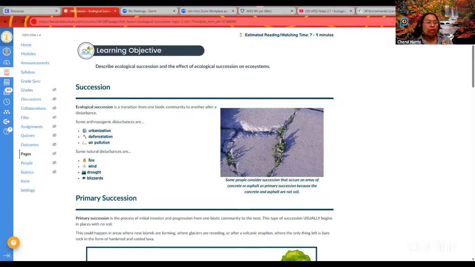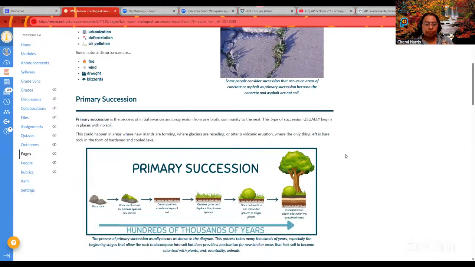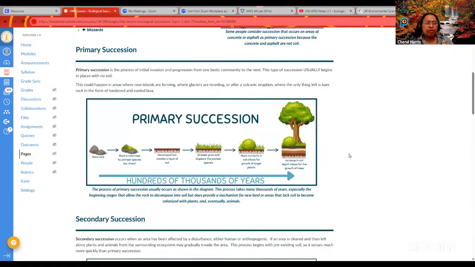Almost everybody's here. We are on the last lesson in this unit, in Unit 2. So if you would go to Canvas and give this a preview, you might, if you've done biology or you might have talked about succession before, it usually comes up in ecology.